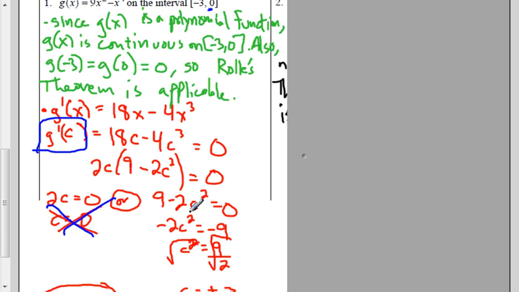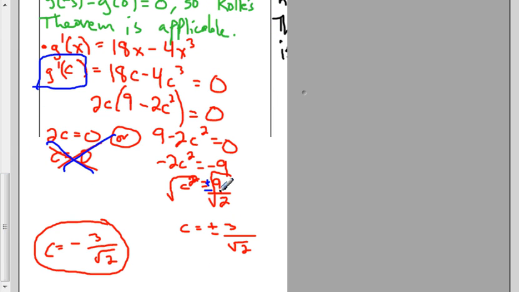Now solve for c here: subtract 9 from both sides, divide both sides by negative 2, take the square root, and we get plus or minus. The positive value, the square root of 9 over 2, is 3 over the square root of 2. The positive value is not on the interval, but the negative value is. So there does exist a value c where the derivative equals 0 for this function.